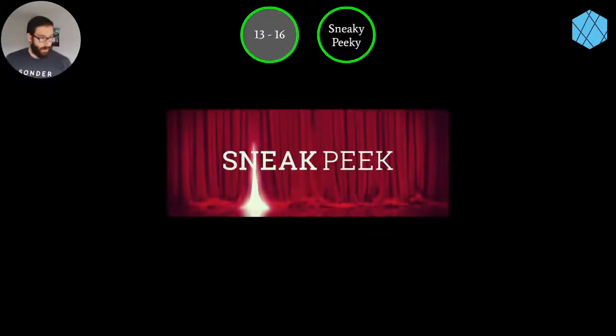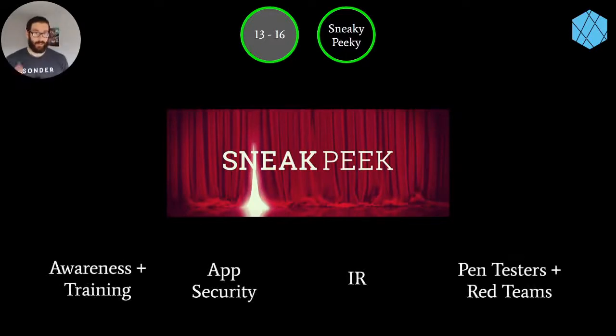So with that said, we're going to do sneaky peeky for next weeky. This is the last one too. This is part 5 of the 5-part series. The next one we're going to talk a lot about actually organizational controls. I think it's organizational, or operational, whatever. There are 3 categories. The first thing is awareness and training of your employees. The next is app security. The next is incident response and management. And then the last one is pen testers and red teams, and they are different.